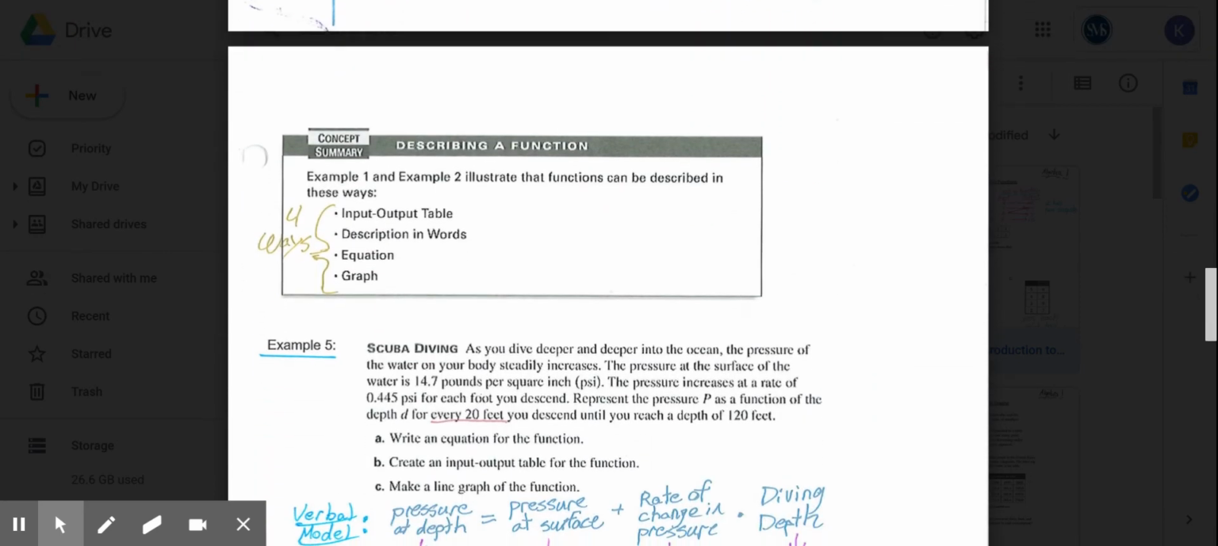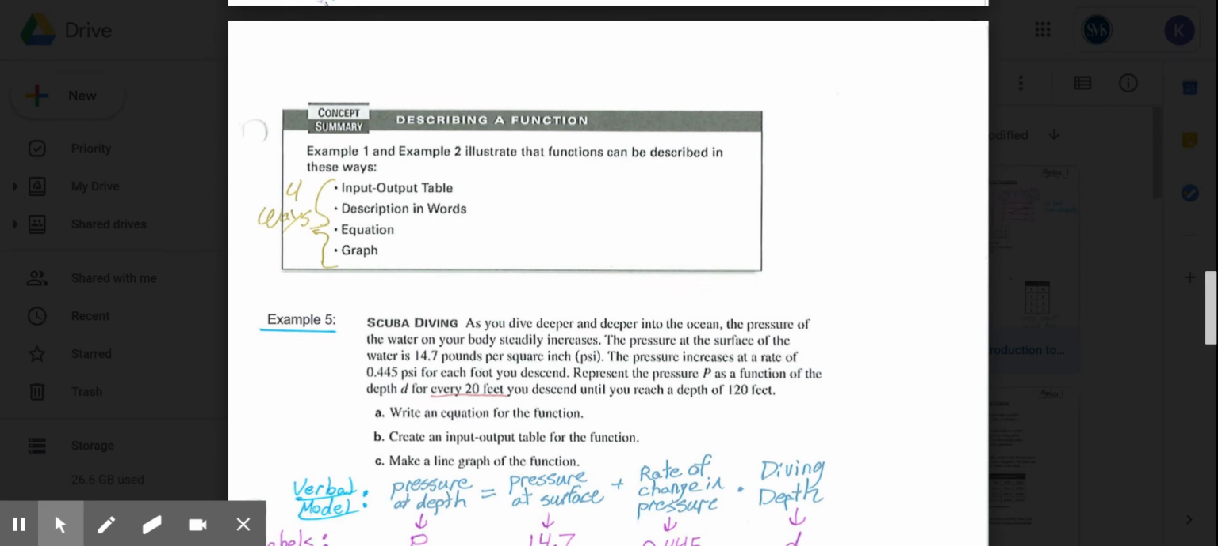So then this box shows the 4 different ways we can describe a function in mathematics. The first way is an input-output table. The second way is describing it in words. So you could simply write out in words describing the function. The third way is representing it with an equation. And the fourth way is representing it with a graph. So again, we'll move down to example 5.